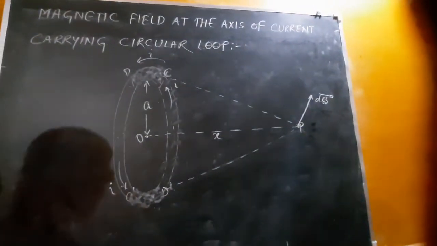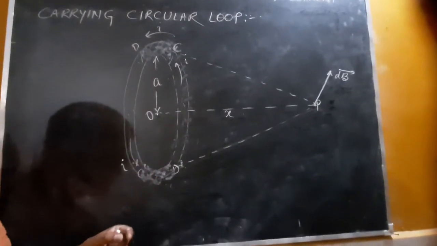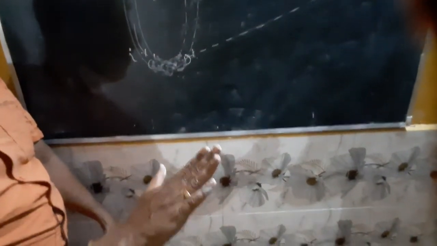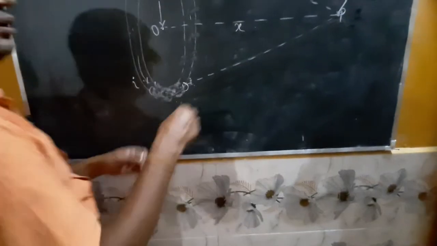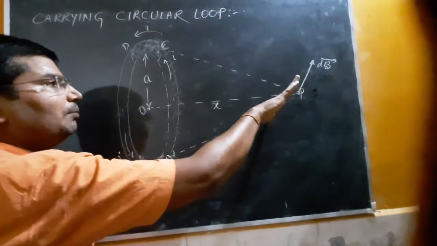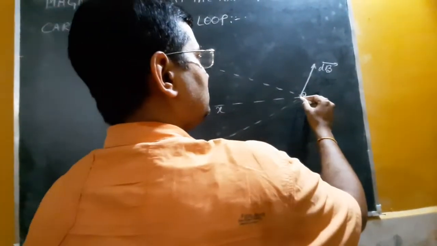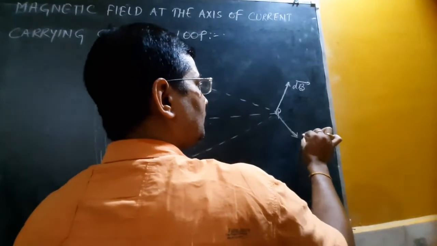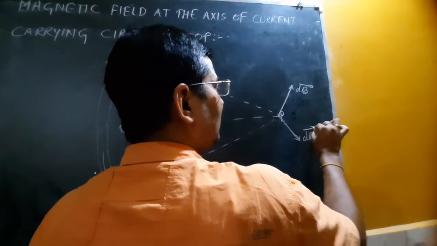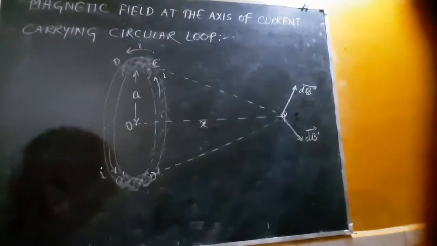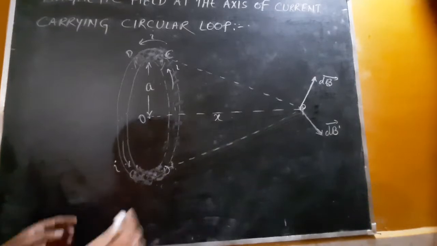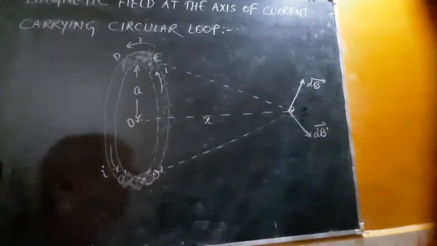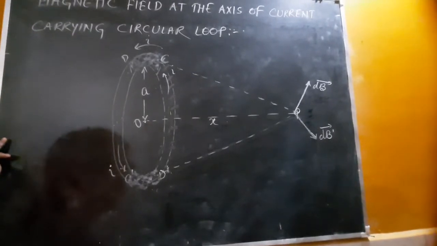In the same way, here for the current element C dash D dash, you will again use the right hand palm rule. In this way, it will give the direction of magnetic field in this sense. This will be dB dash. Actually, the magnitudes of both these magnetic fields are the same, but their directions are different.